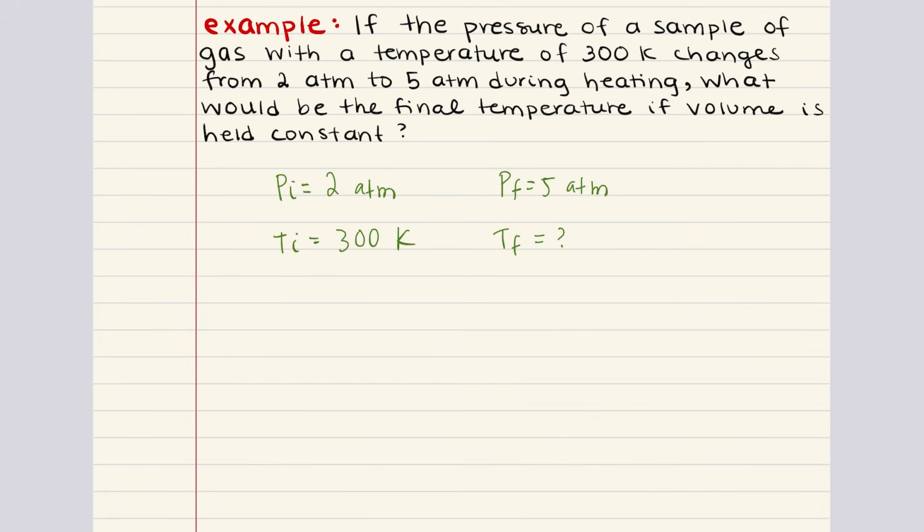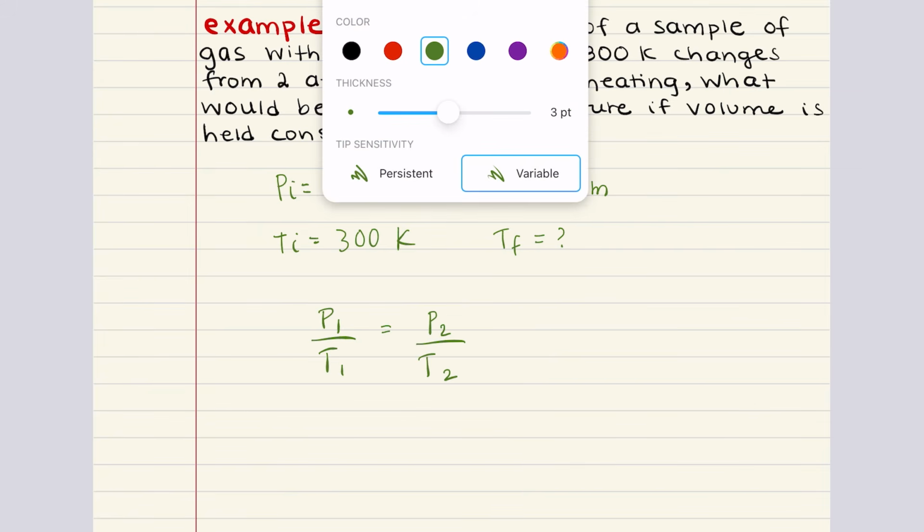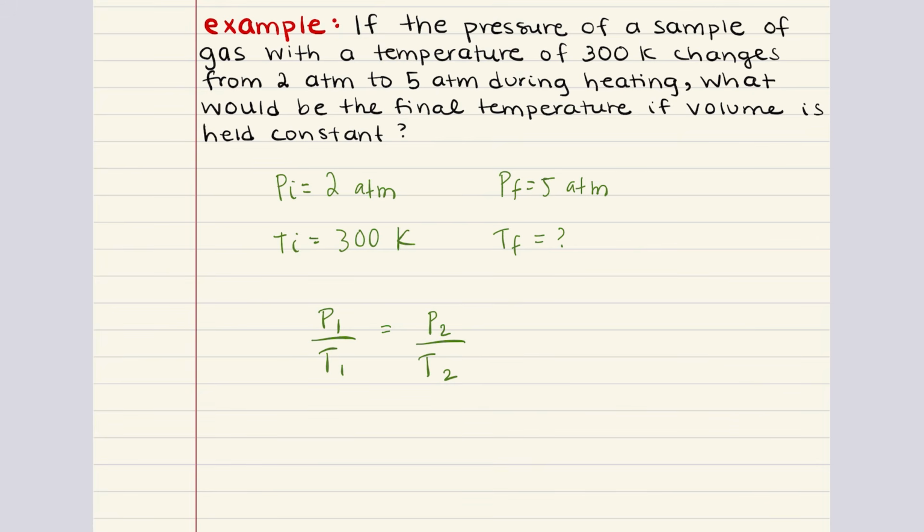We also know that the volume is held constant, and they don't inform us of the number of moles changing. So if the number of moles of gas and volume are held constant, then the ideal gas law reduces to Gay-Lussac's law, which is P1 over T1 is equal to P2 over T2. And again, if you do not remember this simple gas law, that's totally okay. Hopefully, you just remember the combined gas law, and from there, we can extract this relationship.